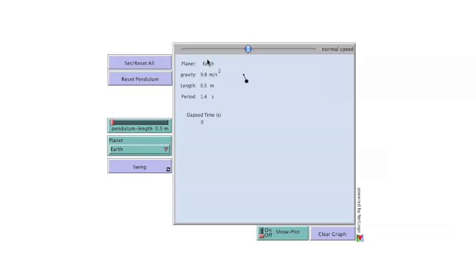Initially, the planet is Earth, making acceleration due to gravity 9.8 meters per second squared. The length of the pendulum is half a meter, and based on these values, the period is 1.4 seconds. There is also a timer. This will show elapsed time once the pendulum is set in motion.